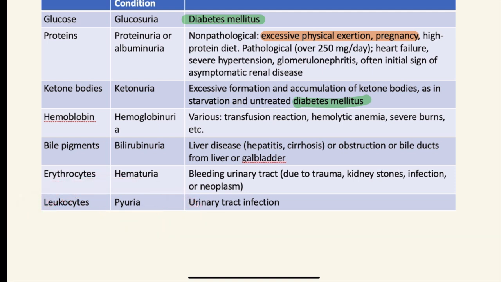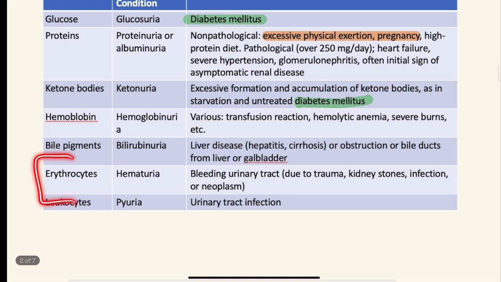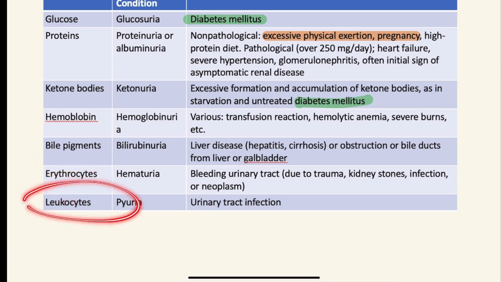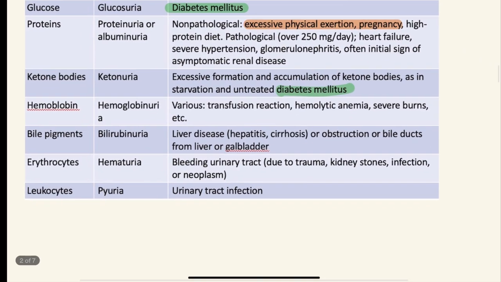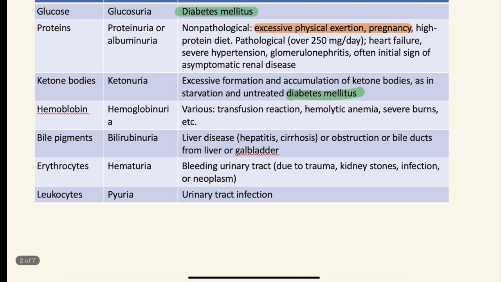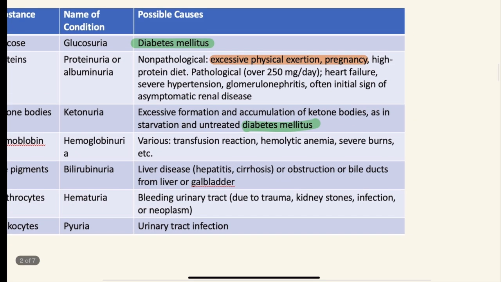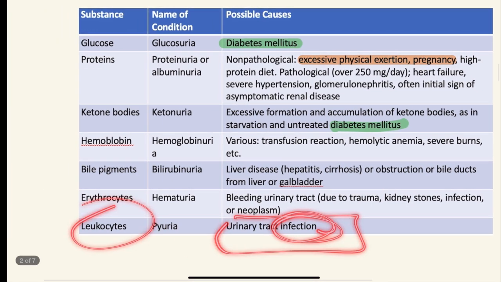Pyuria. So I think leukocytes and erythrocytes are the only 2 things where you might, not even erythrocytes, but leukocytes, maybe you might find a difficulty in looking at the condition from the substance itself, but the rest are pretty much straightforward, right? So in leukocytes, they might increase because of urinary tract infection.